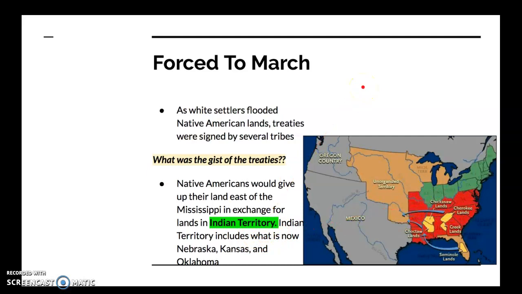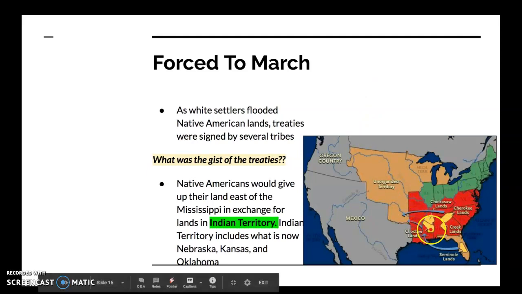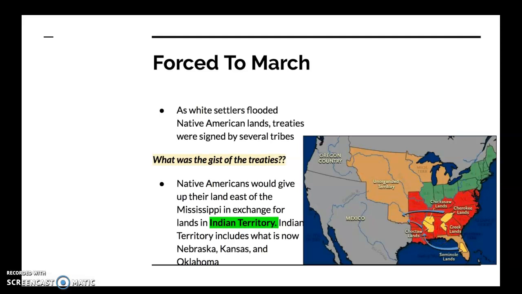So white settlers flooded Native American lands, and treaties were signed by several tribes. Okay, so what's the gist of these treaties that we're talking about? Well, Native Americans would give up their land east of the Mississippi River in exchange for lands in Indian Territory. So Indian Territory includes what we now know as Nebraska, Kansas, and Oklahoma. So this area right here.